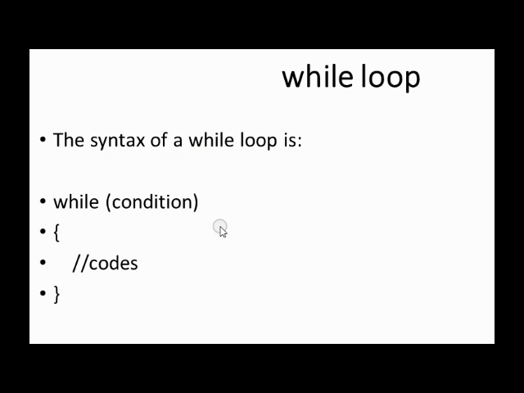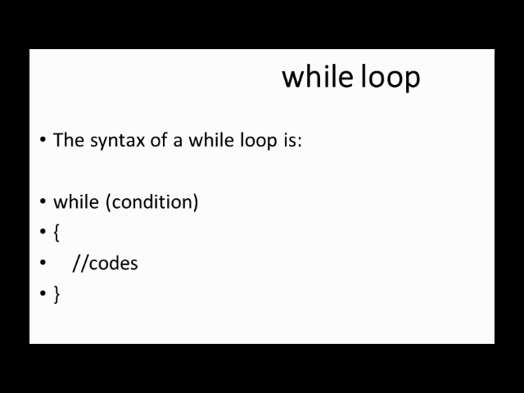Next we're going to talk about the while loop. The syntax of the while loop is while, condition, and then code. So how does it work? The while loop evaluates the condition. If the condition is true, the code inside the block is executed. That is, this code is executed. The process goes on until it is false.